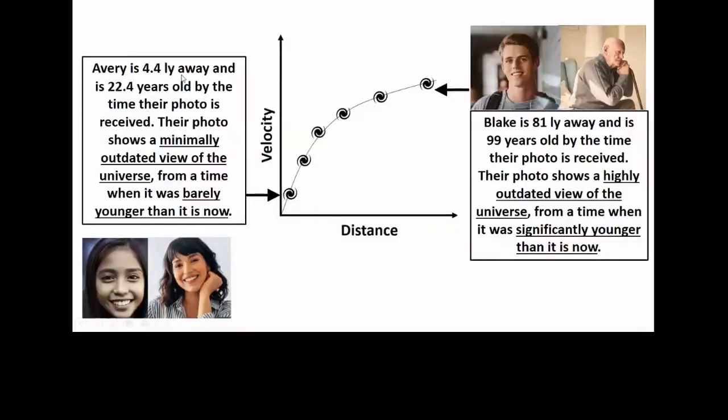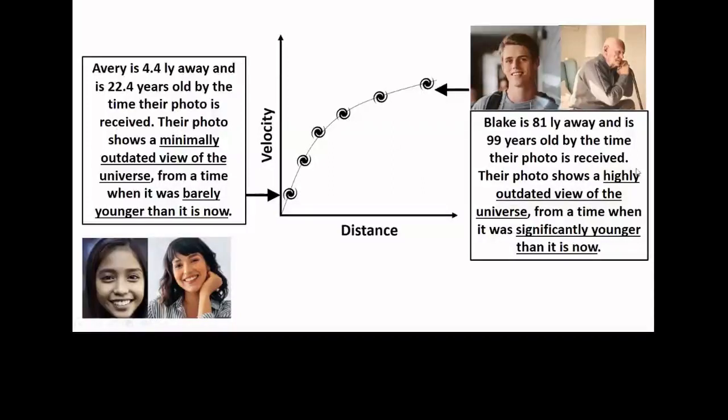cases. Avery, being only 4.4 light years away, is only 4.4 years older by the time their photo is received. So instead of 18 years old, they're 22.4 years old. Their photo shows a minimally outdated view of the universe from a time when the universe was barely younger than it is now. So Avery's photo doesn't reach us instantaneously. The light from Avery's signal can't speed up to account for the fact that the universe is expanding. Instead, it just ends up showing up 4.4 years late.